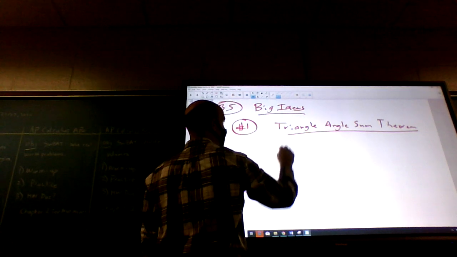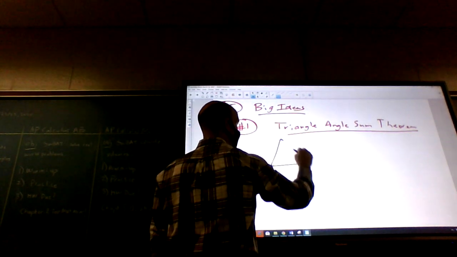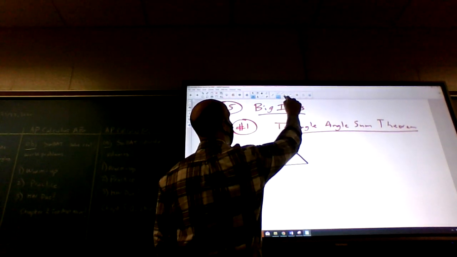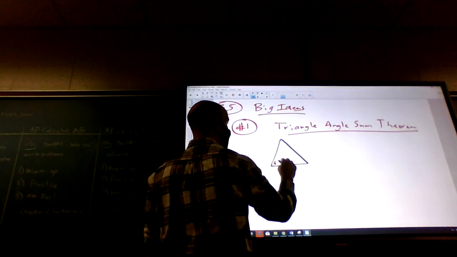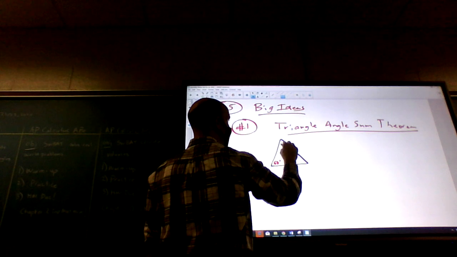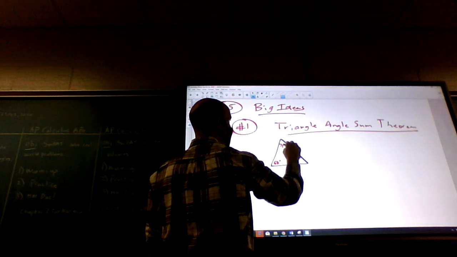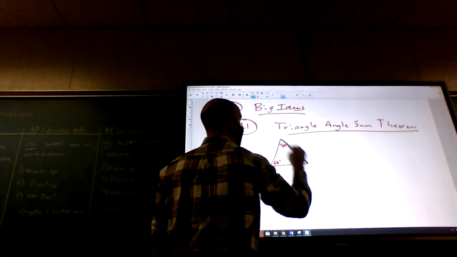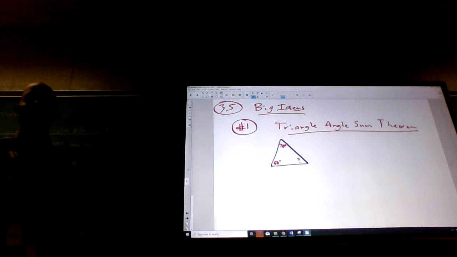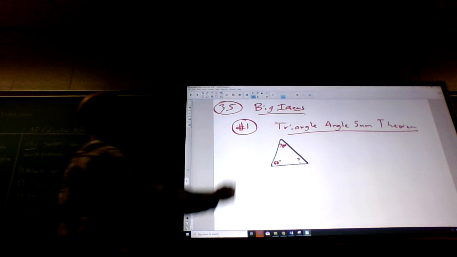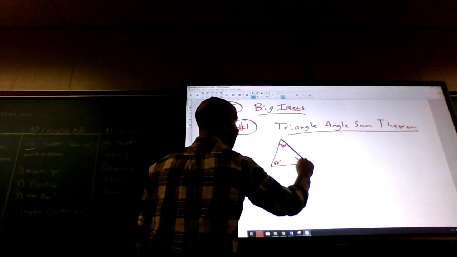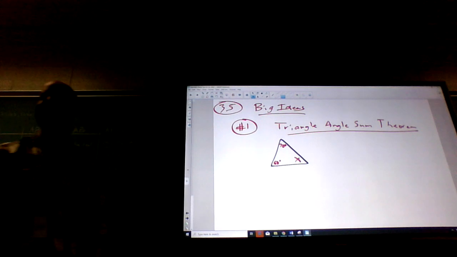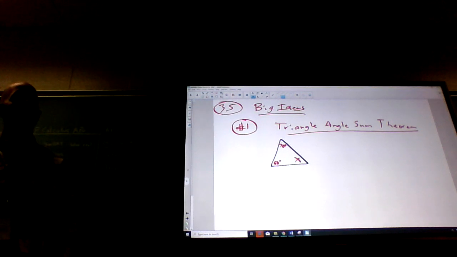Let's draw a picture of a triangle. Pretend that that's a good triangle. It's not the greatest triangle, but we'll go with that. Let's say that this is 60 degrees. Let's say that this is 70 degrees. And then I put a question mark right there. In fact, instead of putting a question mark right there, let's put an X right there. Does anybody know how to find X?